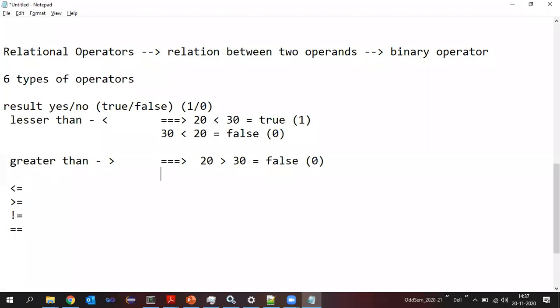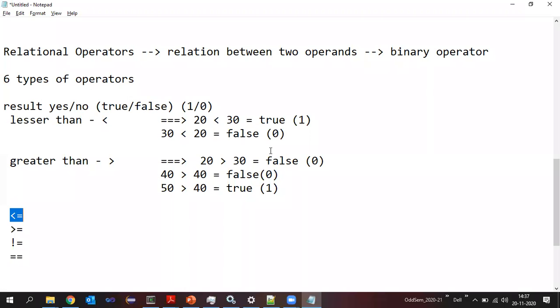Now take another example. 40 greater than 40. Tell me, what is the answer here? False. Look at the comparison: 40 is not greater than 40. Both are equal, so again the result is false, which is 0. If I write 50 greater than 40, then yes, 50 is greater than 40, so it is true.